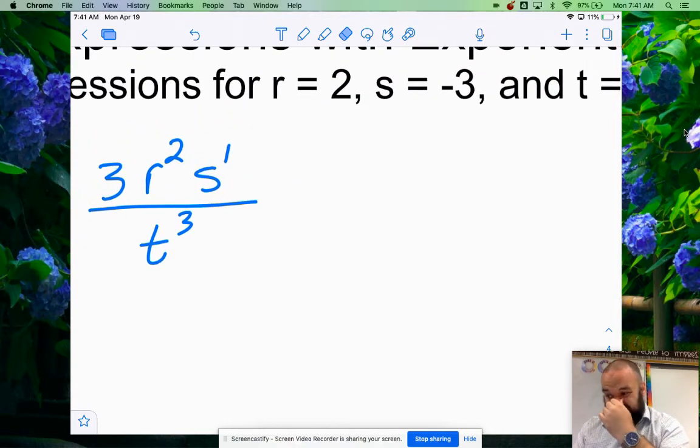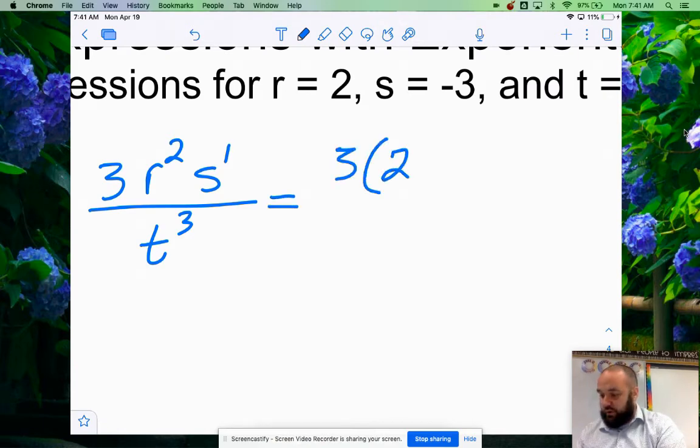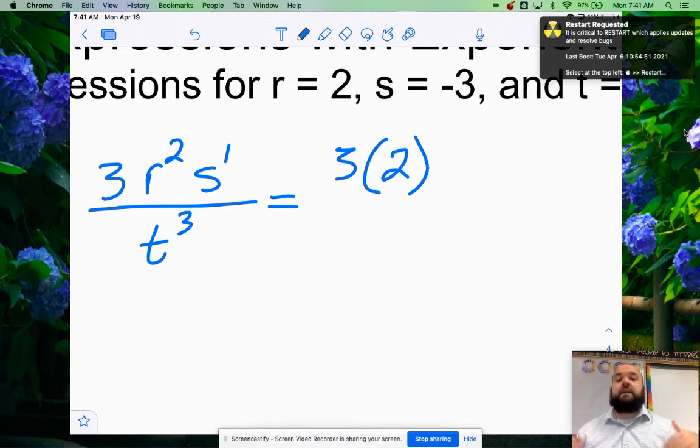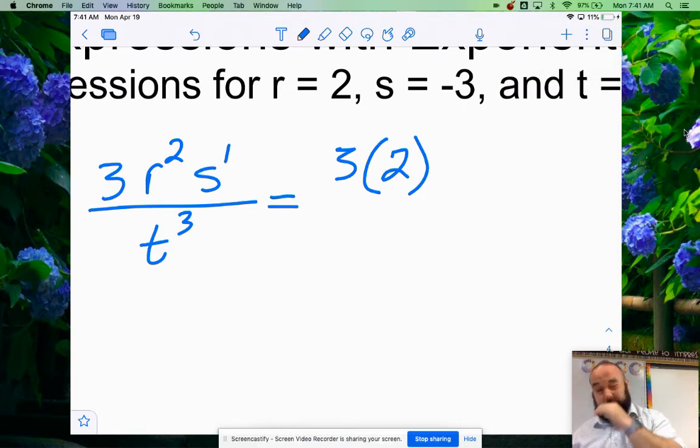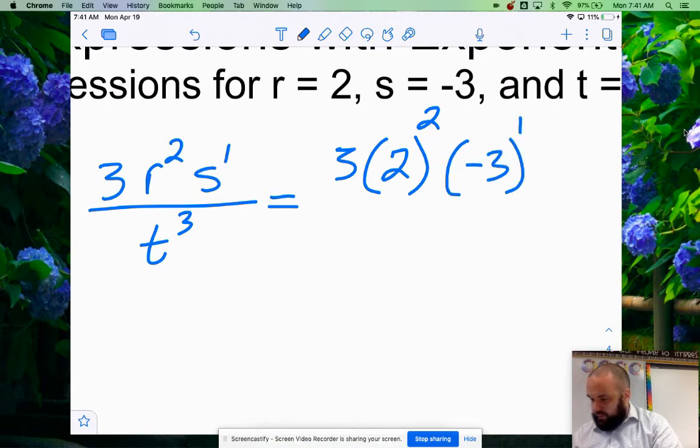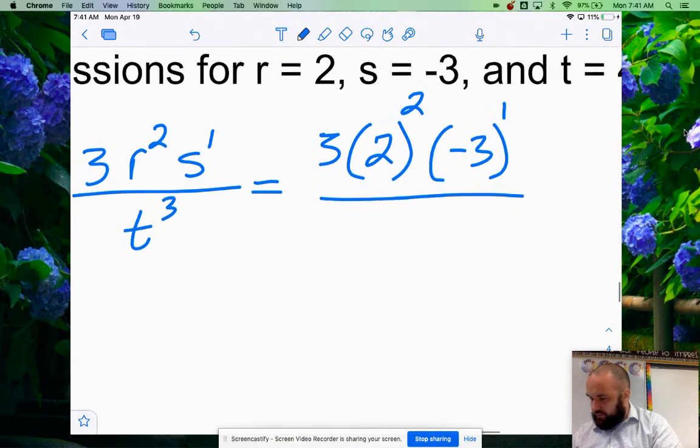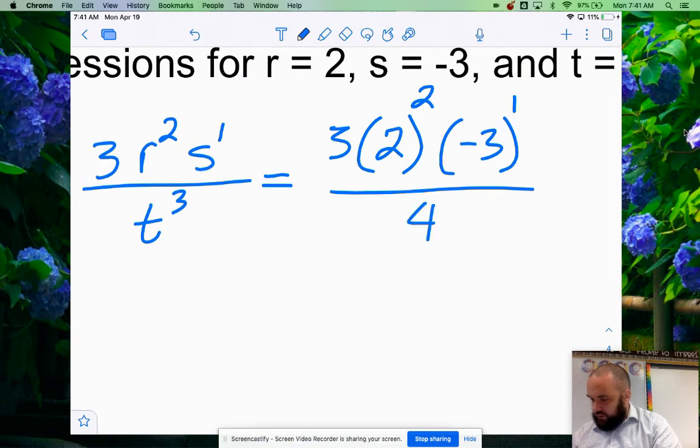So r is 2. Now, anytime you are plugging in or evaluating, replacing variables with numbers, please use parentheses. With exponents, we have to make sure we use parentheses, especially when it comes to those negative values. So r to the 2nd, and then we have s to the 1st over t, which was positive 4, to the 3rd.